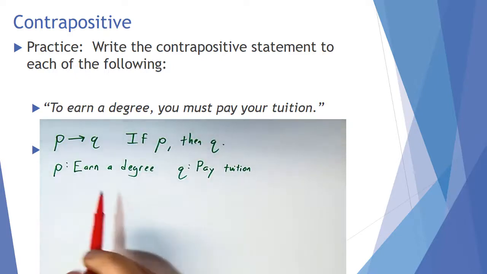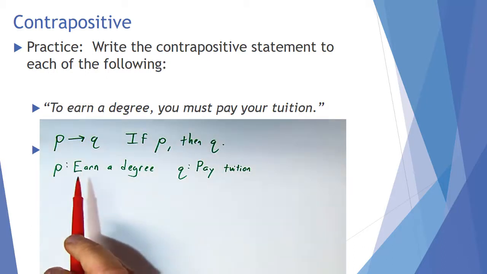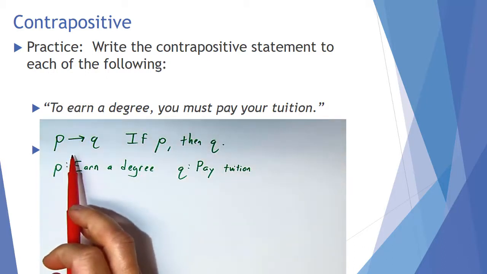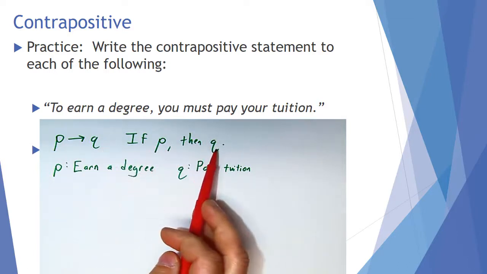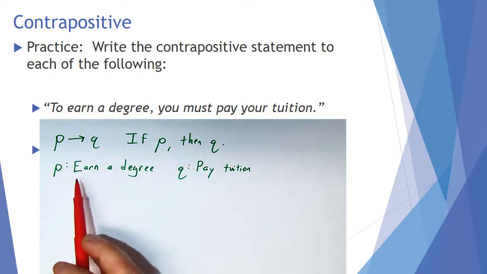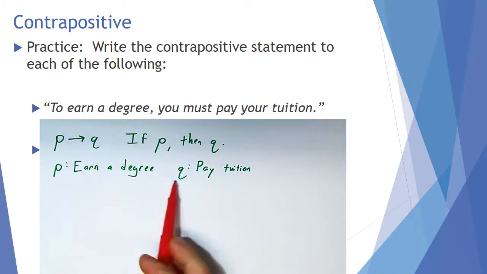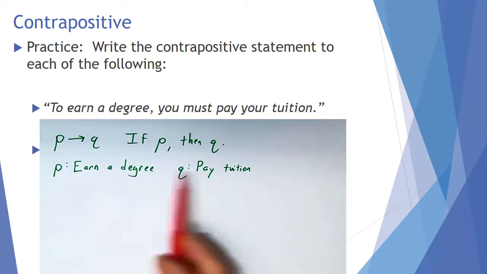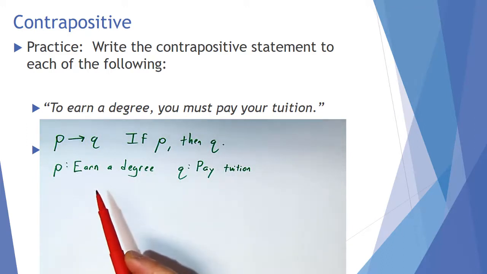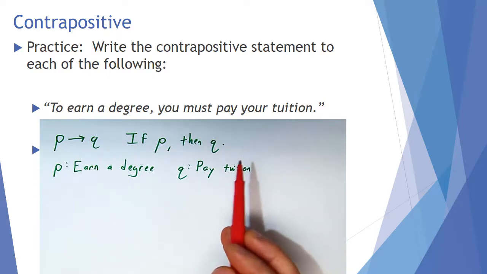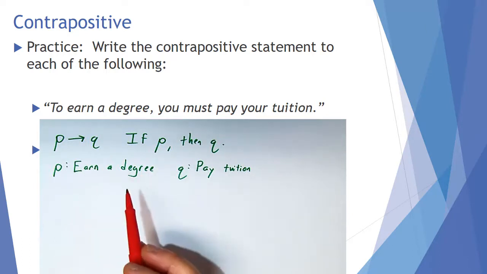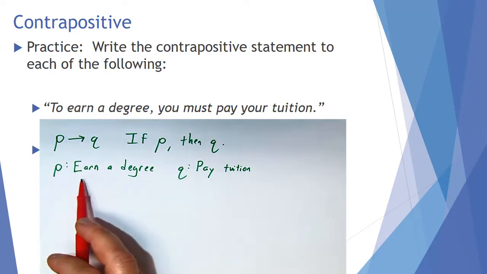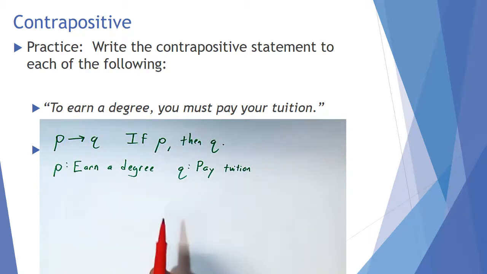Okay, for our first one, to earn a degree, you must pay your tuition. What's the conditional statement? P implies Q, or in other words, if P then Q. What are our P and Q? Well, P would be earn a degree, and Q is pay tuition. If you're not sure about those, try reversing them and see if they make sense. That is to say, if you pay tuition, does it mean that you'll earn a degree? Not necessarily, so that would mean that they're backwards. So P is earning a degree and Q is paying tuition.